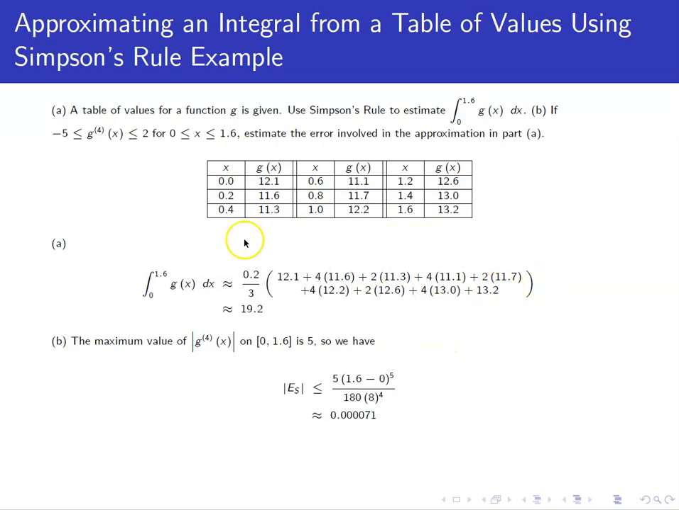So plugging it into our Simpson's rule formula here and using a calculator to give us an approximation, we get about 19.2.